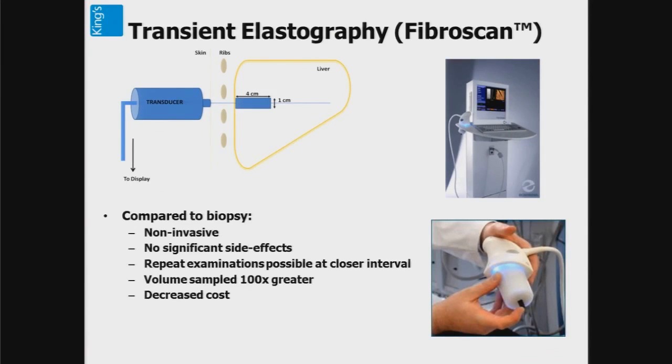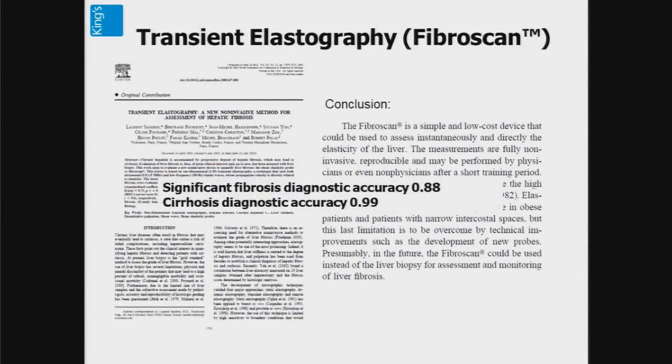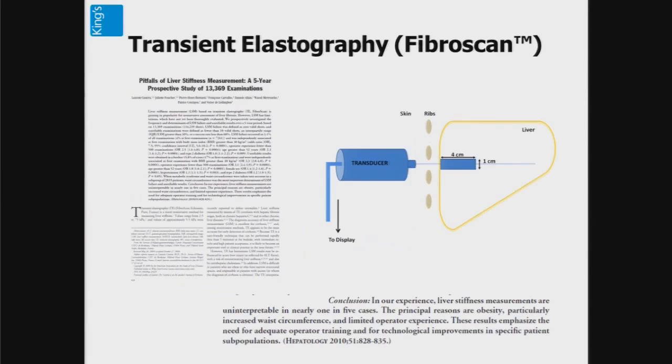What's good about it compared to biopsy? Well, it's non-invasive, there are no side effects, you can do as many examinations as you like. It's a 100 times greater sample of liver, and it's very much less costly than a biopsy. Is it any good? Well, the early papers indicated that for significant fibrosis, you have an accuracy of about 0.88, and for cirrhosis, you're up to nearly 100% diagnosis. So it's quite good at doing that. And what's more, it quantitates it for you. It gives you a figure as to what is going on.